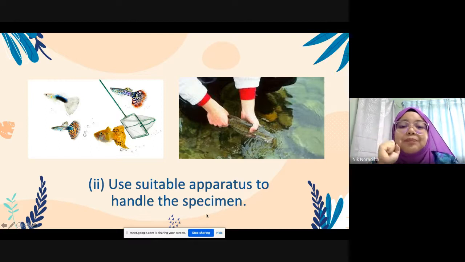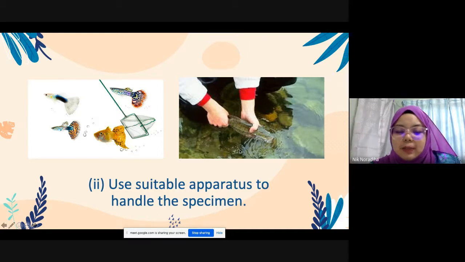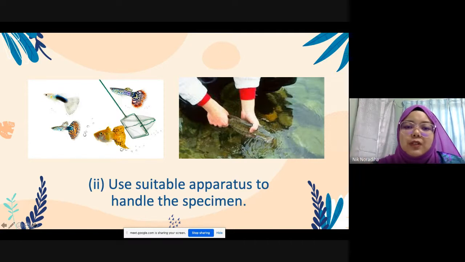What is a specimen? A sample of something that you use for an experiment. If you want to do an experiment about a fish, that fish is the specimen. If you want to do an experiment about a leaf, that leaf is a specimen. So the second picture here is the wrong way to handle a specimen. You cannot simply catch the fish using your hand. Even though some people use this method to catch a fish, it's better for us to use the fish net.